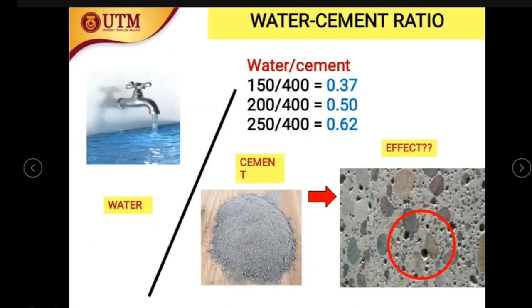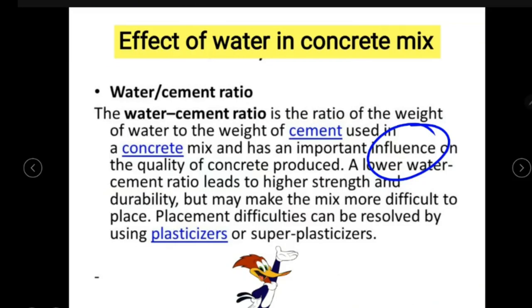I believe you all already know. Maybe you are more professional than me. You already know how to calculate the water cement ratio. So water cement ratio is water in kg divided by cement in kg. And the effects: if your water cement ratio is very high, it will result in a lot of air voids, a lot of pores inside your concrete.